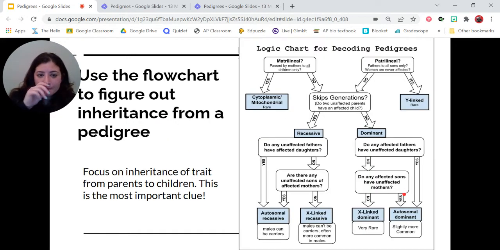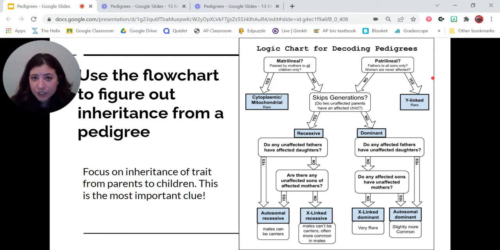So the easiest way to do this is to use this flowchart. You have this flowchart here that's helping you ask different questions to figure out what the inheritance pattern is for pedigrees. And for all these, what you're going to be focusing on is looking at families, so parents and children, and trying to figure out how it is getting passed from parents to children.